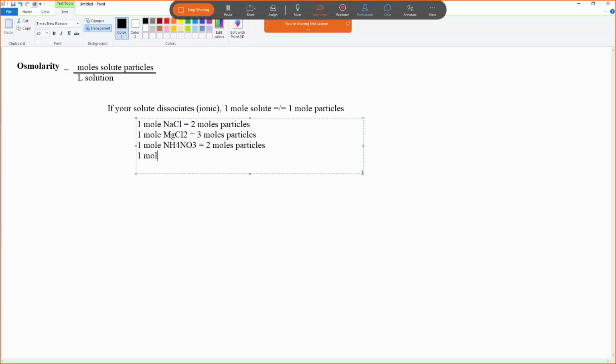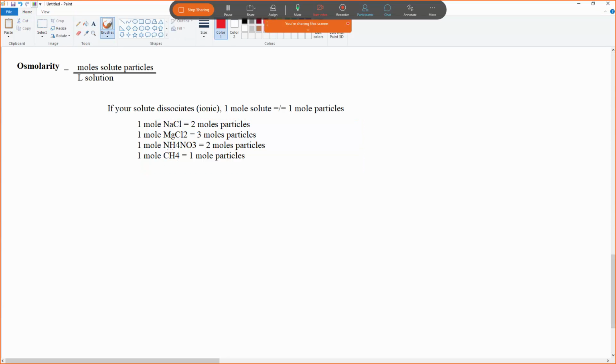If I said I've got 1 mole of CH4, that's going to be how many moles of particles? It's a rude trick. Well, you're right. So 1 mole of CH4 is just going to be 1 mole of particles, because the CH bonds are covalent. That's not going to split up, right? So look at a covalent compound. Osmolarity is the same as the molarity. But if I am ionic, then I have to pay attention to the fact that I've got different ions.